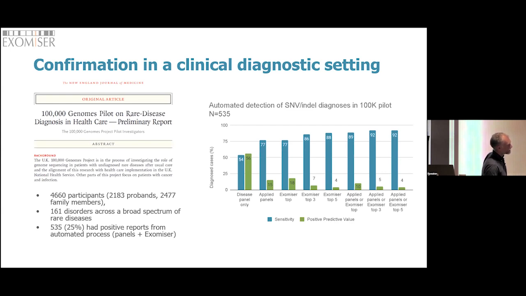The downside of this is you're going to have a lot of variants to look at potentially if you need to go down this study further. So if you put the panels together, you get a much better predictive value, but essentially, Exomiser and panels work quite well together.